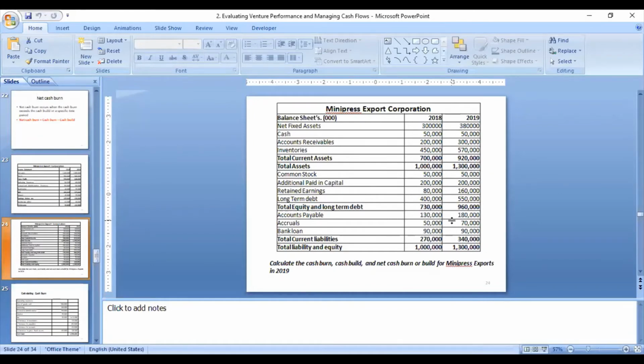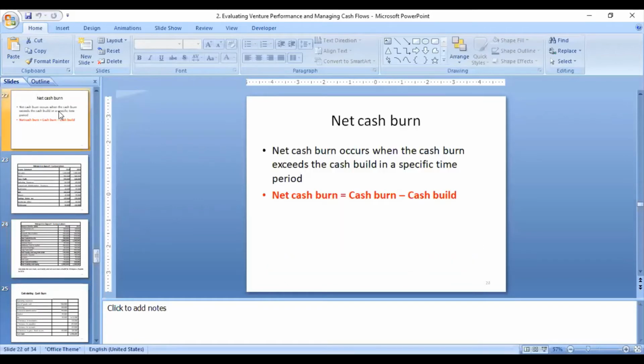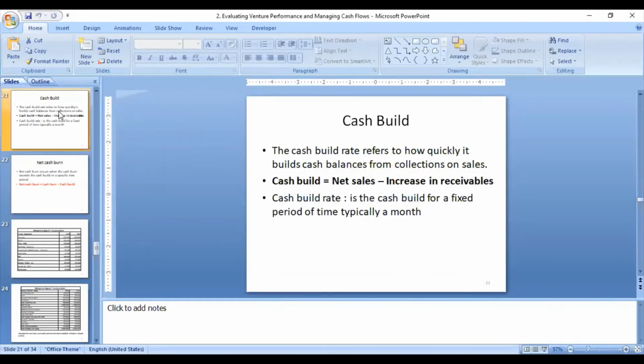Now, using these two, the income statement and balance sheet data, calculate the cash burn for the Minipress, and also the cash build for the Minipress Export, then the net cash burn or build. So using those two, you can identify whether it is a burn or build, and also what the meaning of that is.